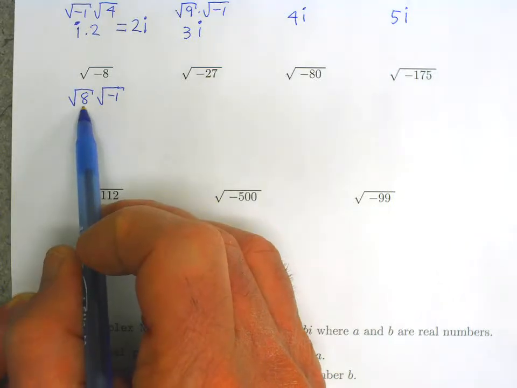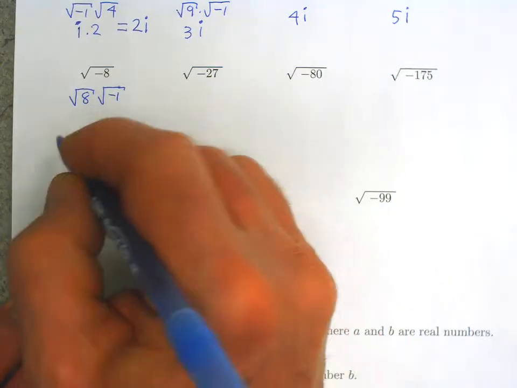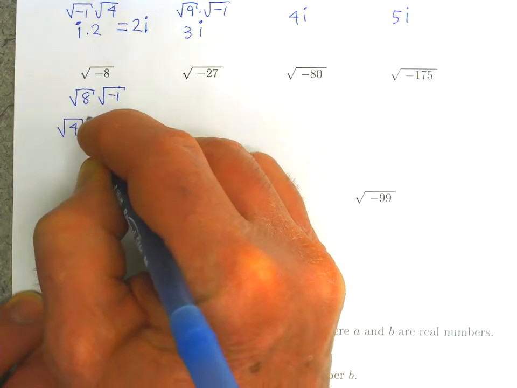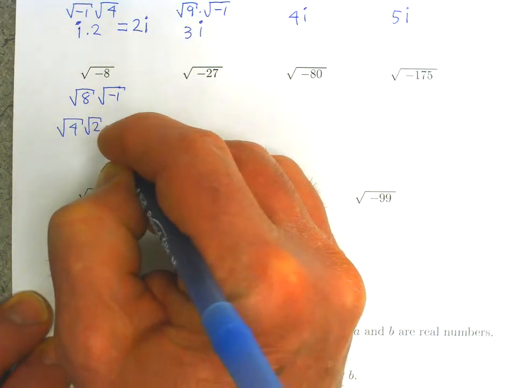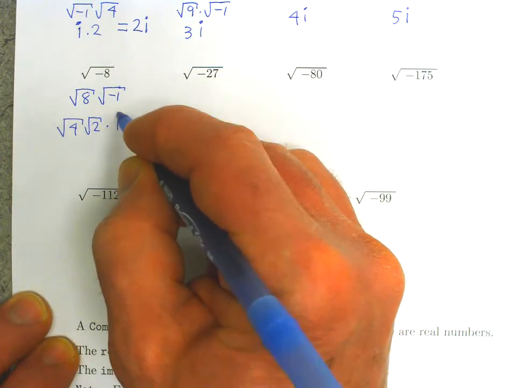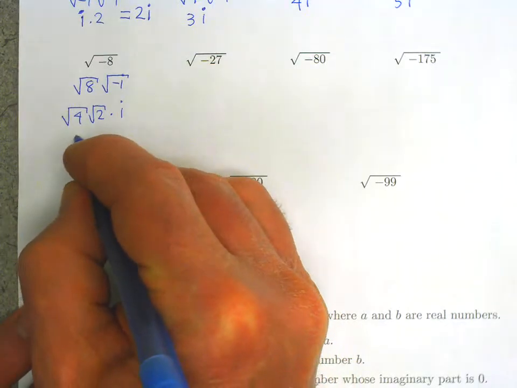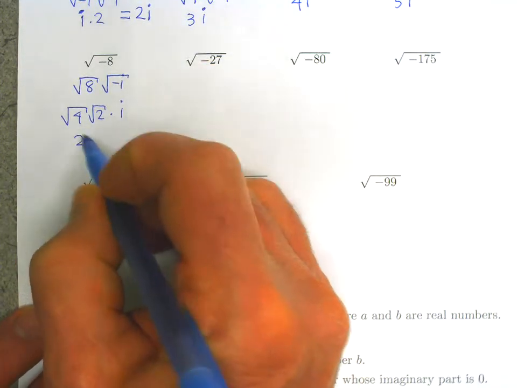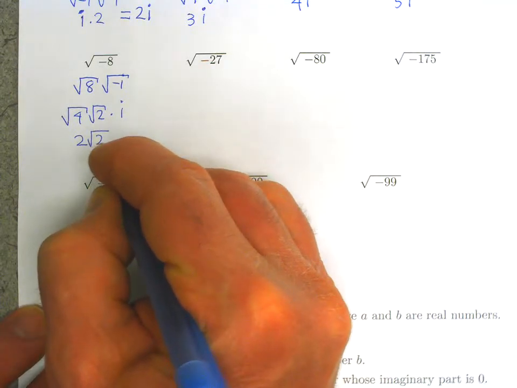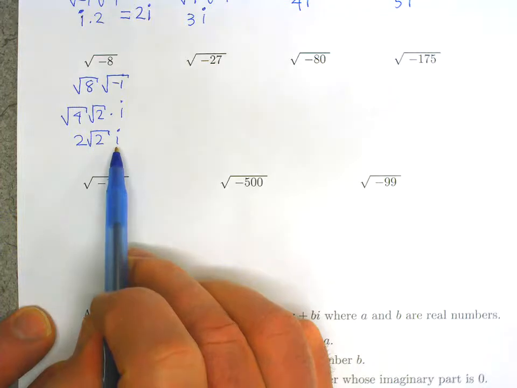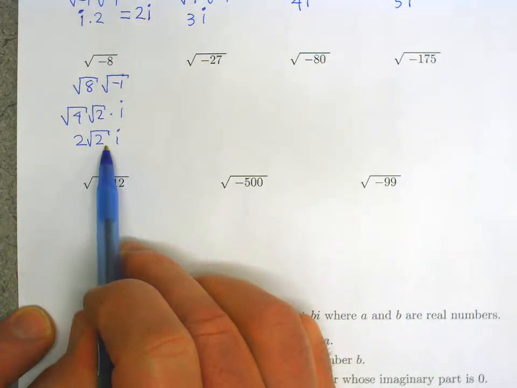So the largest factor of 8 that's a perfect square is 4. So we can write this as the square root of 4 times the square root of 2, and then replace the square root of negative 1 with i. And then finally, we can write 2, that's the square root of 4, 2 times the square root of 2 times i. Make sure that you put the i outside of the square root.